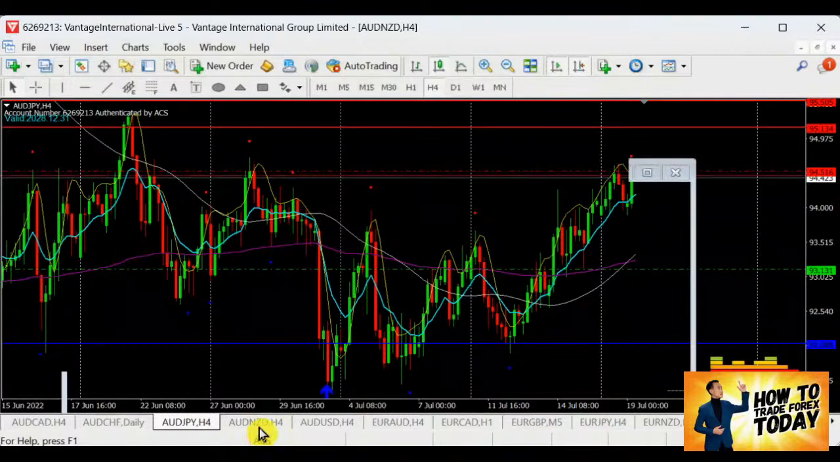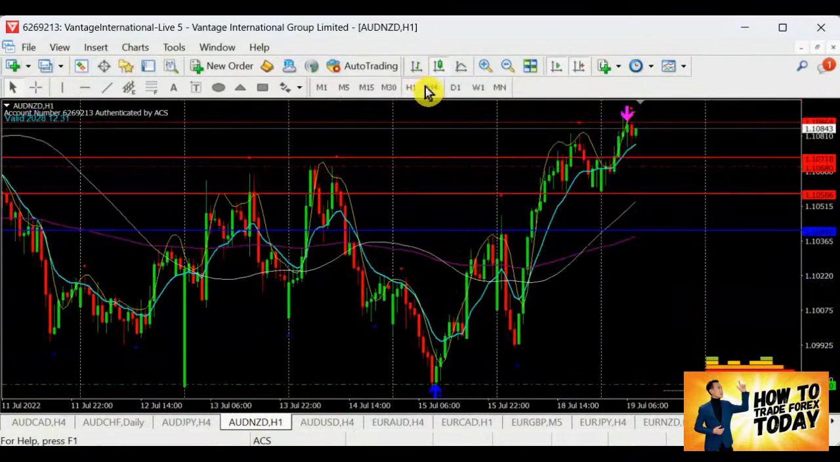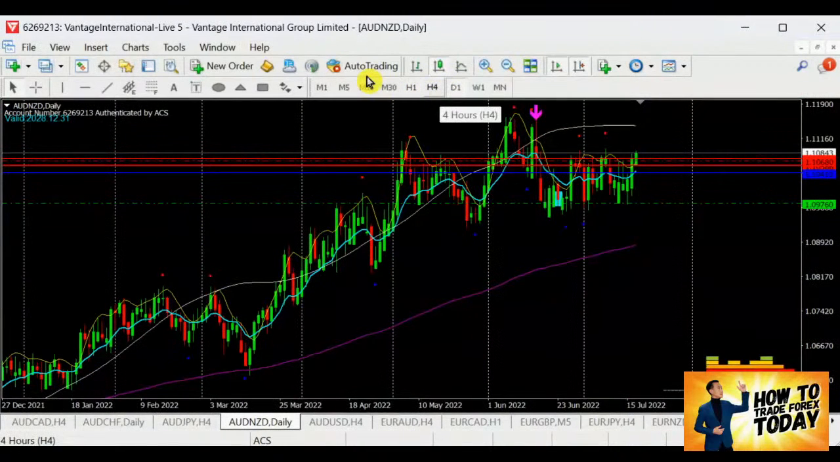Let's move again to Aussie Kiwi. Aussie Kiwi, very obvious that we are still in the bull. We are still riding the bull to the moon. So tentatively, no, skip this.